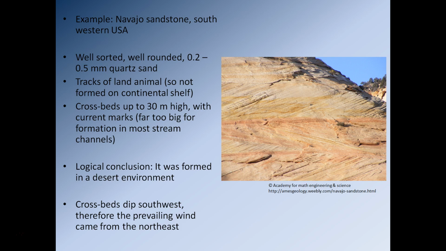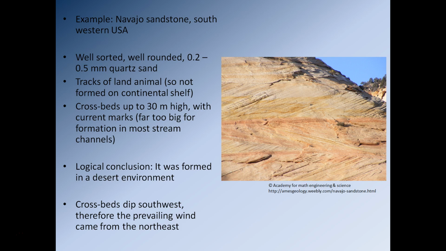We can also see crossbeds that are up to 30 meters in height. We can also see there are some ripples as well. Now, 30 meters in height is probably a bit too big for most rivers. So that makes it difficult for us to think that this sand was deposited by a river. There's also the fact that we obviously wouldn't get the tracks of land animals if this was a river deposit. And the other thing is that if this was a river deposit, we would typically see a shoestring morphology.